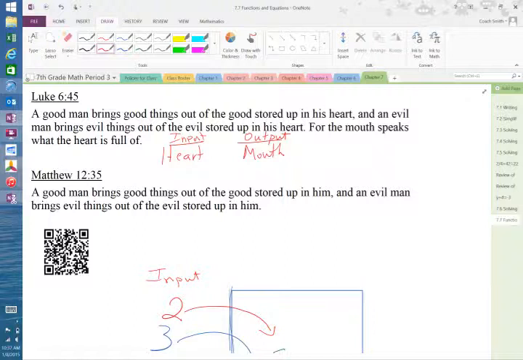So that's what this is talking about. The heart that has good put into it, obviously the output is good. The Bible says that. The one that has evil in it is going to produce evil. Matthew 12:35 is just another way to say it: a good man brings good things out of the good stored up in him, and an evil man brings evil things out of the evil stored up in him. Whatever you're putting inside of you is what is going to come out, either in your actions, in your speech, or sometimes just in your thoughts.